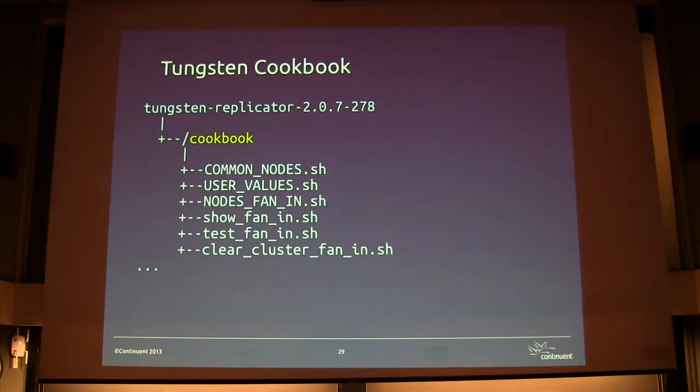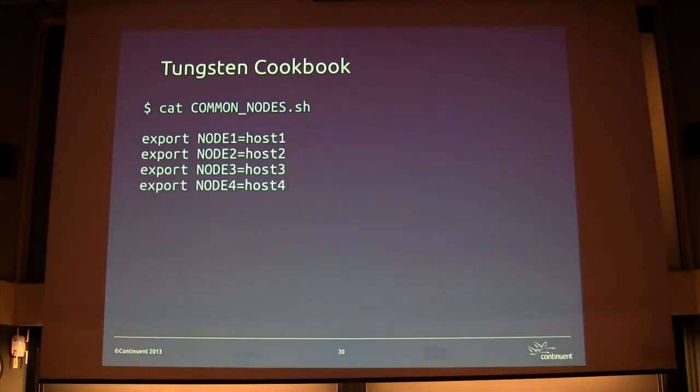So if you destroy a cluster of master slave and you want to create a star instead, you can do that using the same information. So what goes in common nodes, very simply, the list of host names that you want to use. So this is the most important thing that you need to do. You go to common nodes and edit this file and put the list of servers that you want to use.